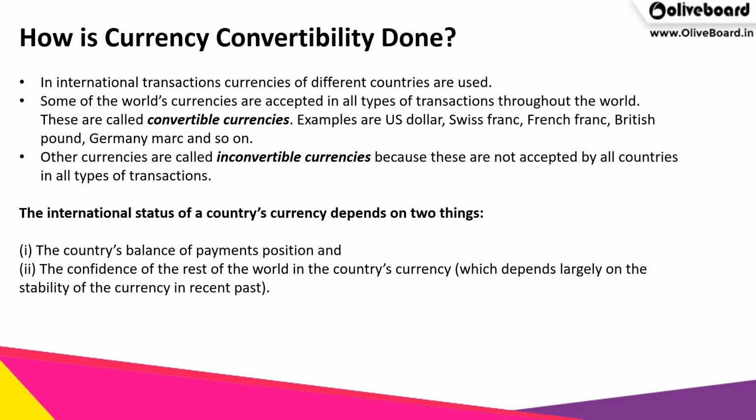How is currency convertibility done? So how do we convert currencies? In international transactions, currencies of different countries are used. We know that, right? Whenever we are traveling to different countries, we cannot have a single currency. We need different currencies to transact there. Some of the world currencies are acceptable in all types of transactions throughout the world. So these currencies are called convertible currencies.